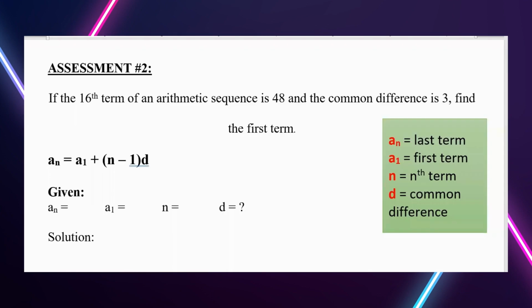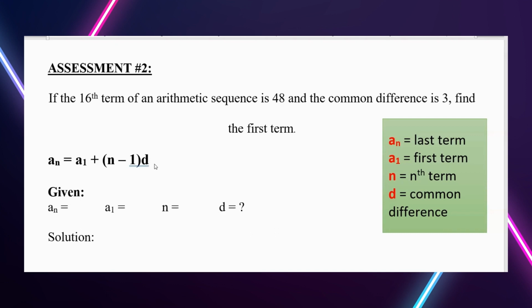Paano naman kung ang hinahanap ay ang a sub 1 o ang first term of the sequence, katulad na lang ng assessment number 2? If the 16th term of an arithmetic sequence is 48 and the common difference is 3, find the first term. So using the formula again, a sub n is equal to a sub 1 plus n minus 1 times d, wherein a sub n is the last term of the sequence, a sub 1 is the first term of the sequence, n is equal to the nth term of the sequence, and d is the common difference.